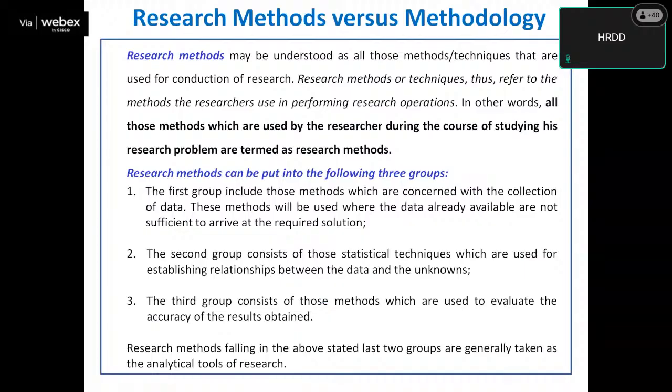The second group consists of those statistical techniques which are used for establishing a relationship between data and the unknowns. So there are some variables, and you are using a statistical technique to establish a relationship between those data and the variables. That is again a research method.